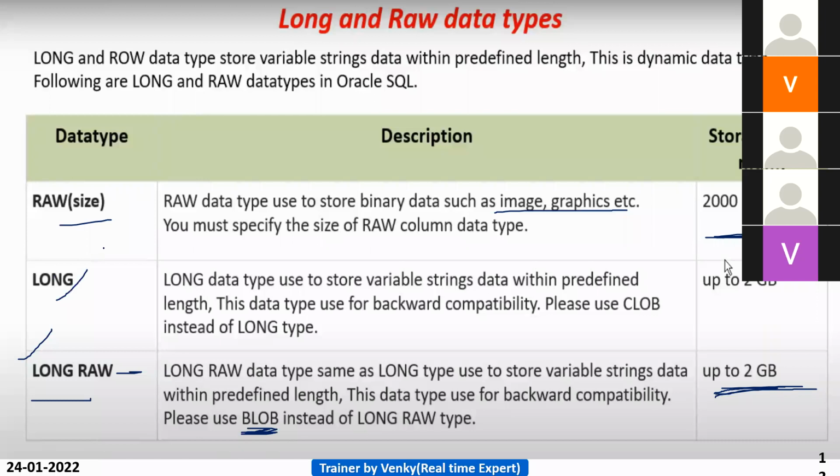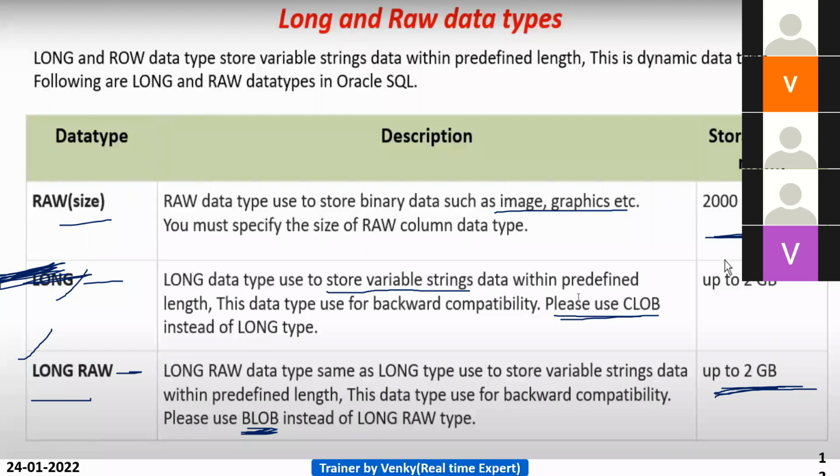Now one more data type is there: long. Long is used to store variable string data. Instead of that, use character large object. It is used to store string data, not binary. It means character data. Use CLOB instead of that.